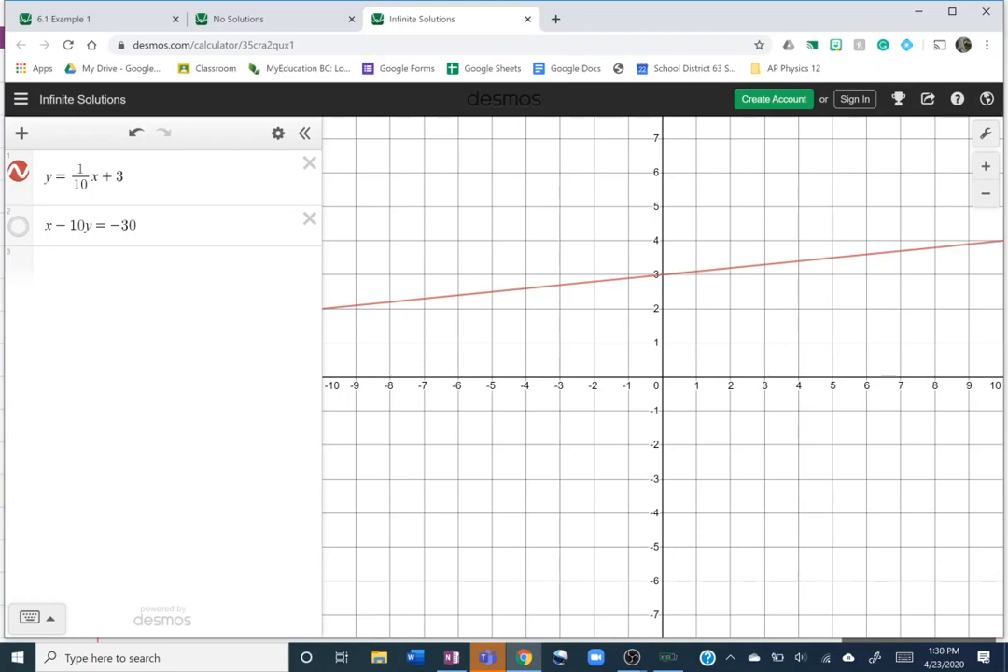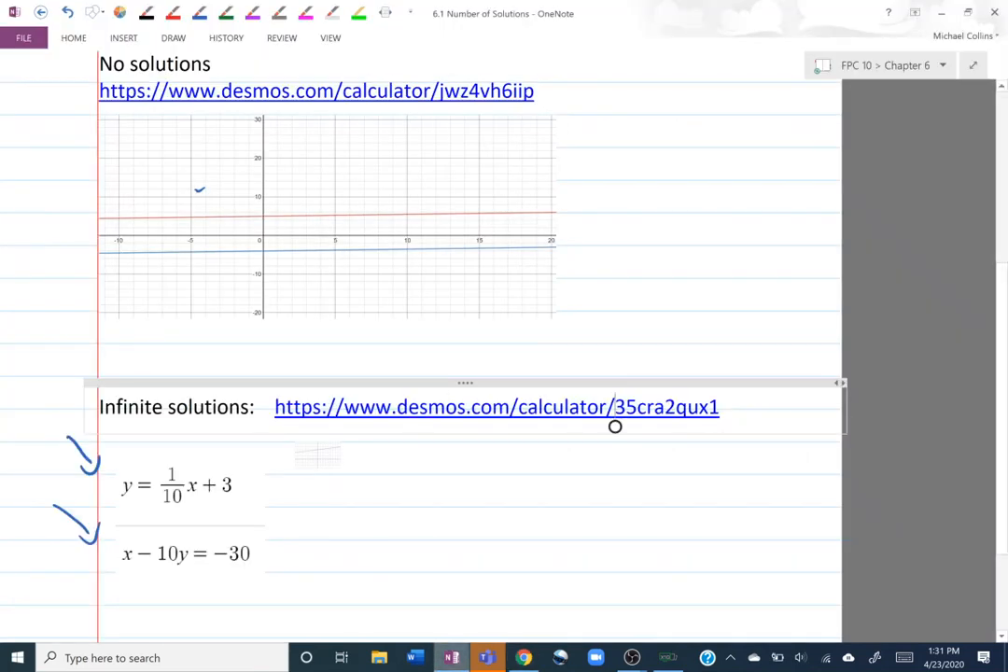I'm going to turn them on one at a time. There is my red line. So my red line is that top one, y is equal to 1/10 x plus 3. And there is my blue line, x minus 10y is equal to negative 30. And notice how they are in the exact same spot. So since they're in the exact same spot, they are touching absolutely everywhere. That means there is an infinite number of solutions.